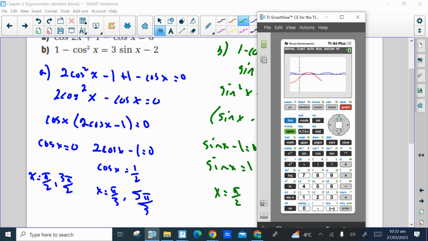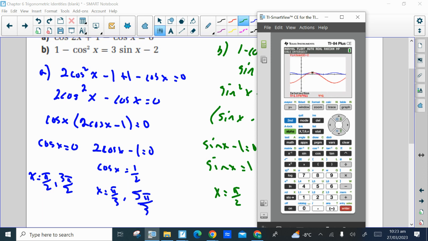And now we're going to look for the point of intersection. There's only one point of intersection between 0 and 2 pi. If I change my x max to 2 pi instead of 2.5 pi that I had before, we'll see there's only one point of intersection. Second function trace, number 5 for intersect, enter, enter, enter.